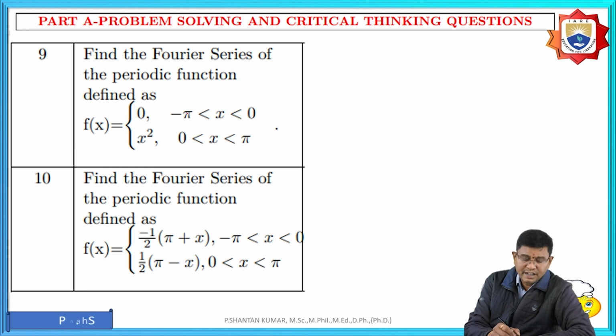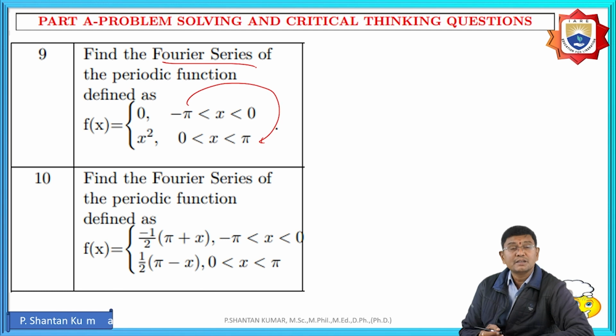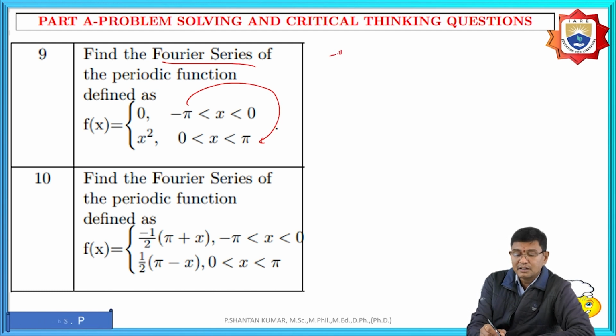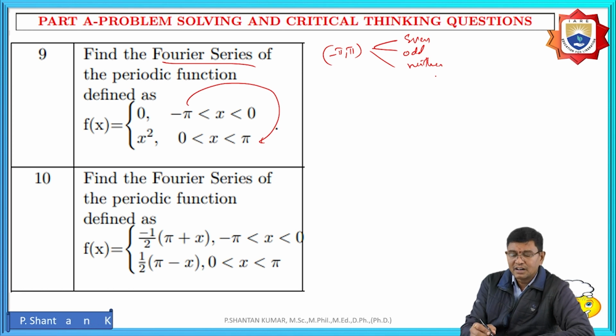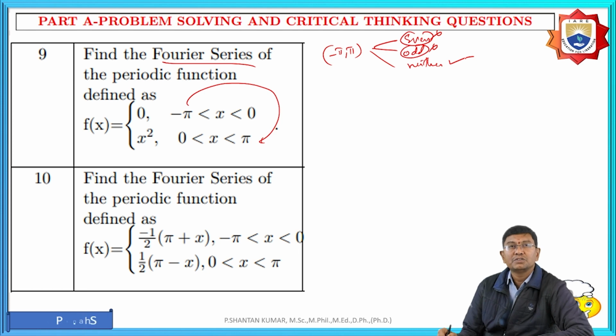And the next one: find the Fourier series. They are asking to find the Fourier series. The limits are minus pi to pi. That means we need to identify whether the function is even, odd, or neither. And here, the function is not even and not odd. The function is neither.